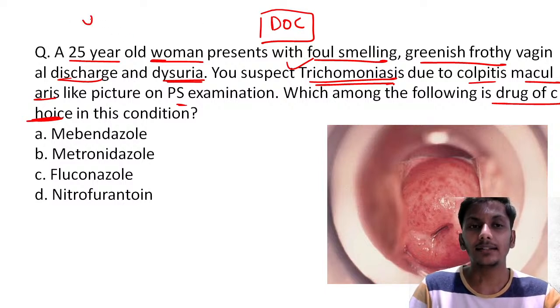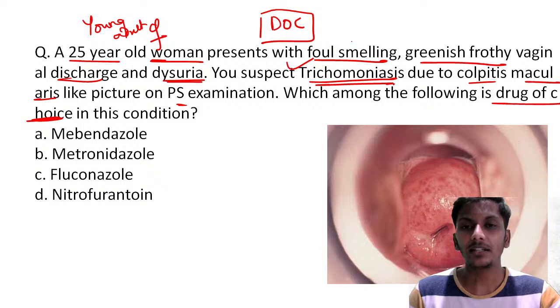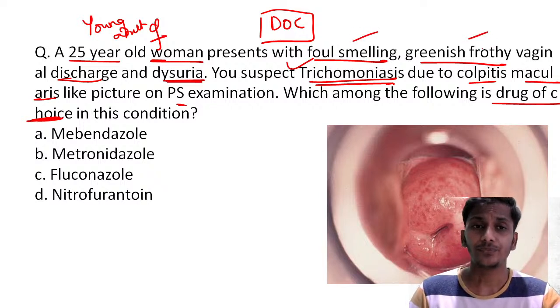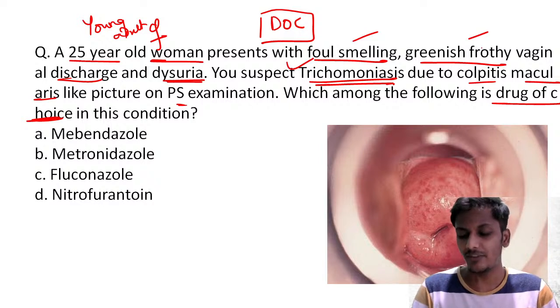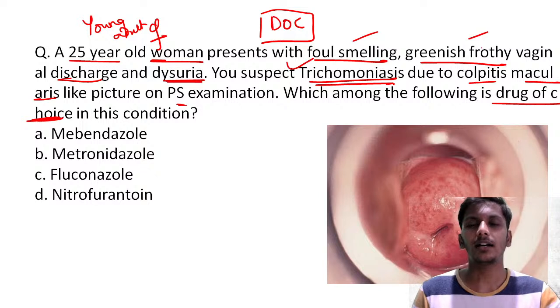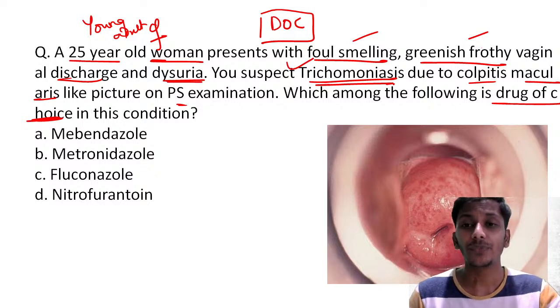A 25-year-old woman. That is a young adult female, usually in her reproductive age group. Presents with foul smelling, bad smelling, greenish frothy vaginal discharge. Okay, greenish frothy vaginal discharge is very much characteristic of trichomoniasis, but we cannot still support our diagnosis. Let's see further.